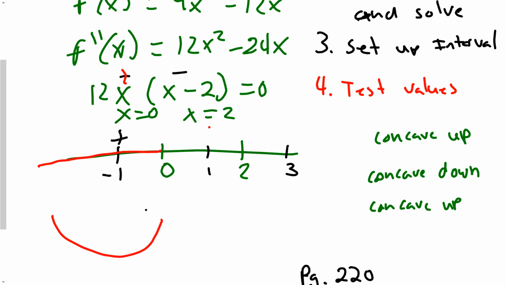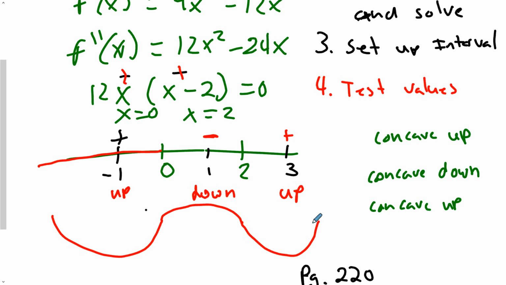I plug in 1, that's a negative, but that's a positive. So positive times negative is a negative, which means I'm concave down. So here was up, here was down. Now I'm down between 0 and 2. And then at 3, I plug in 3, that's a positive, so I'm positive. So I'm back to facing up. So that's what maybe my graph looks like.